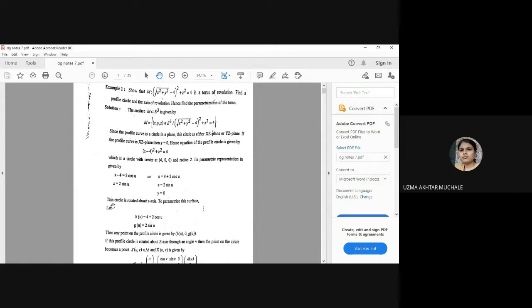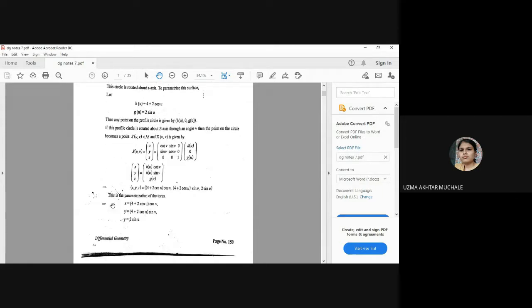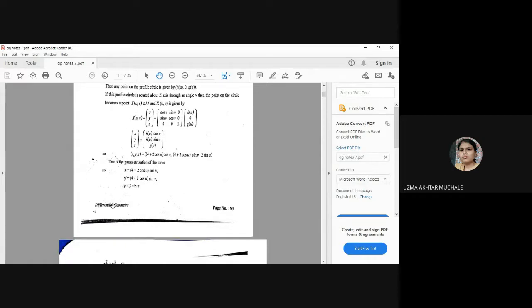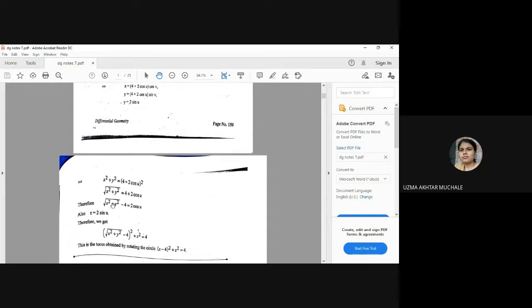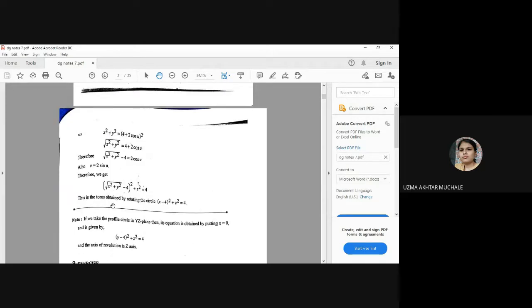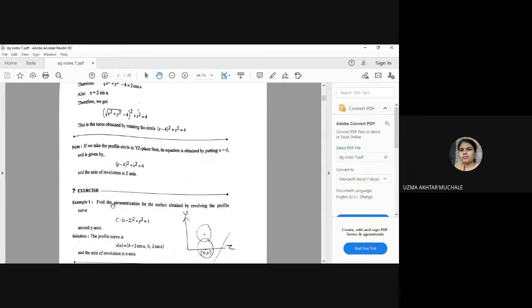Right? What is axis of revolution, what is a profile curve, and how to find out, if you are having any curve and you revolve that curve around a fixed axis, then whatever the 3D object we are getting, how to find out the coordinates of that 3D object. What is a parameterization? Parameterization means what? Just you have to prove regularity.